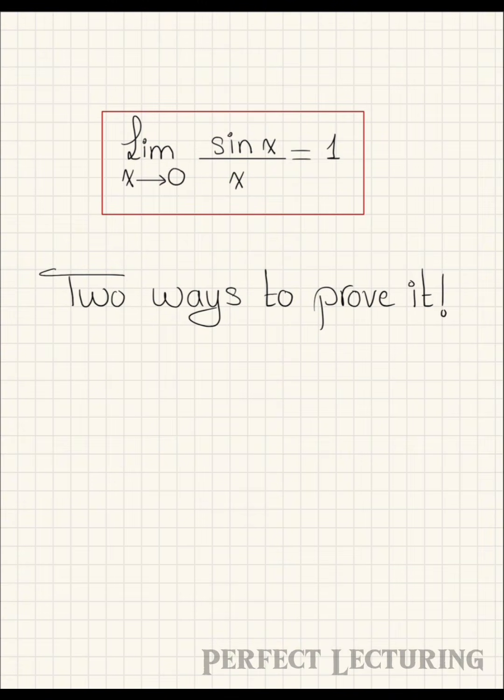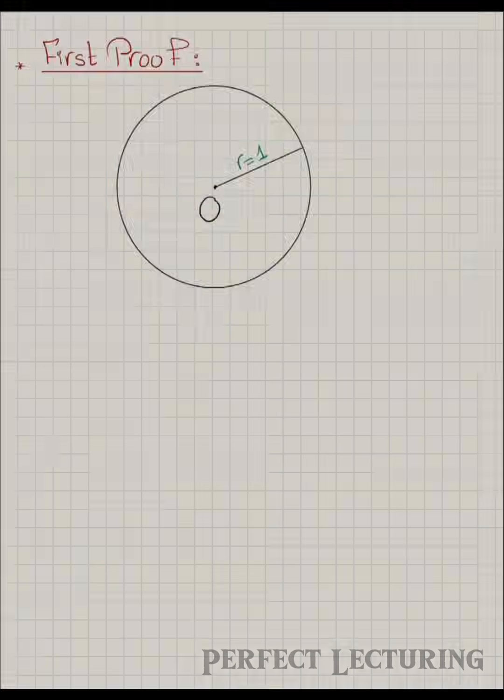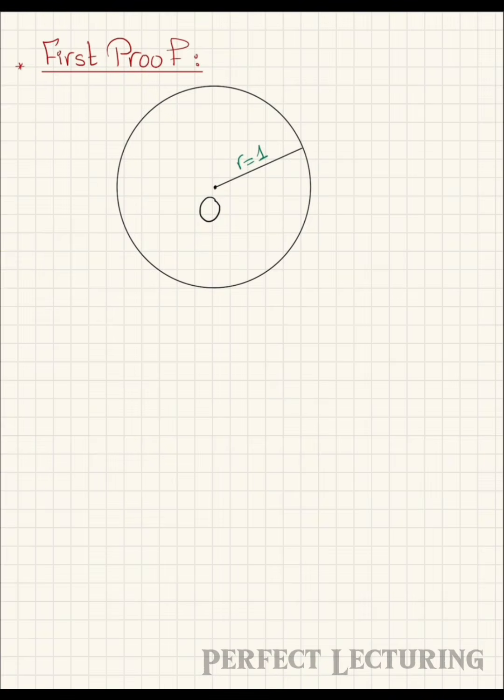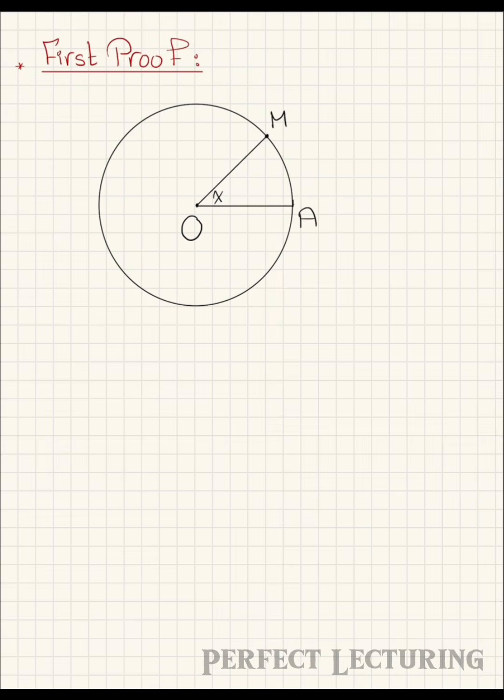I'm going to prove it in two different ways. Let us start with the first method. The first proof is based on geometry. Let us consider a circle of center O and radius 1. We assume that the central angle AOM is equal to x. Then we draw a tangent line AC at A.